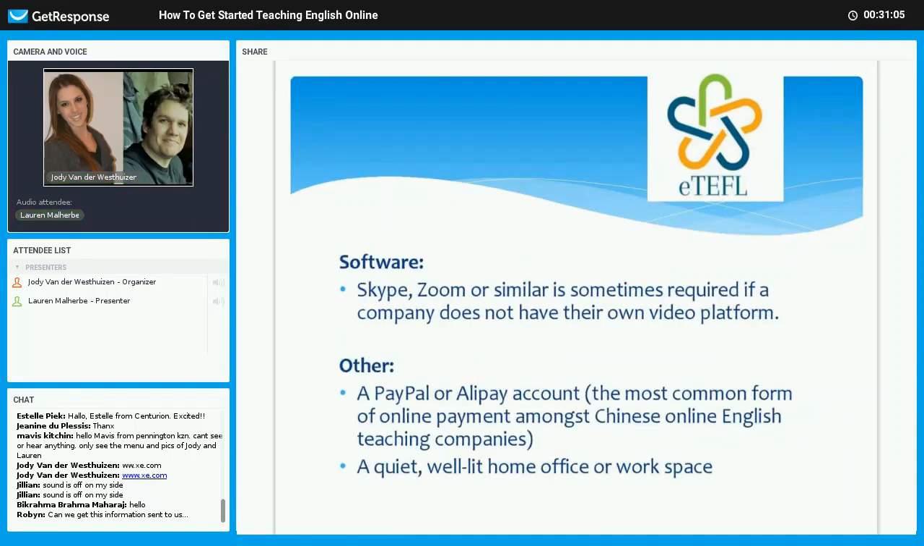All right, so there's your software. Skype, and Zoom, which is another Skype-like software, is sometimes required if the company does not have its own platform. But if you start working for a company, most have their own video platforms and software, and they will train you in how to use it. Lauren, your company has its own video platform, right? Yes, a few years ago a lot of them started out using only Skype, Zoom or QQ, but now a lot of them are changing to their own e-class platforms, which is wonderful, with different whiteboard features and things like that.